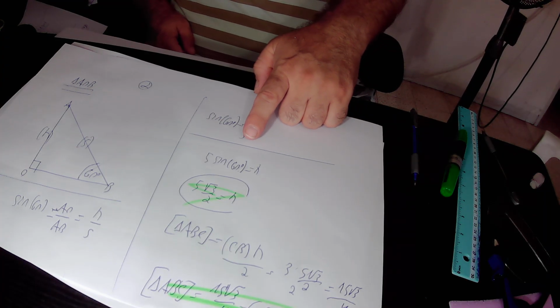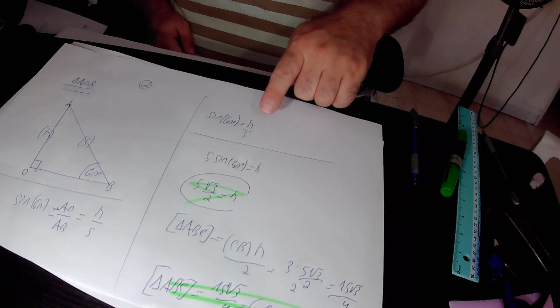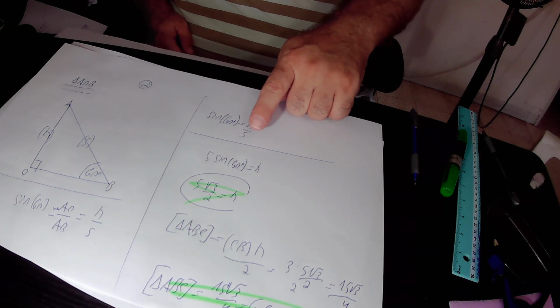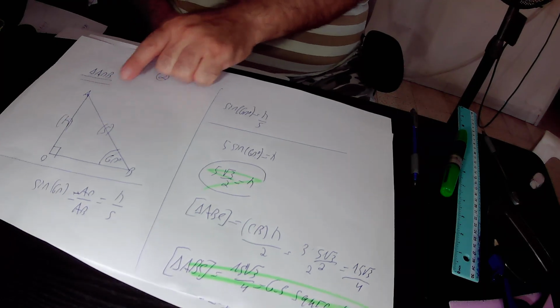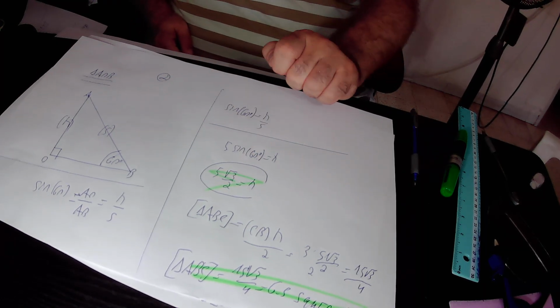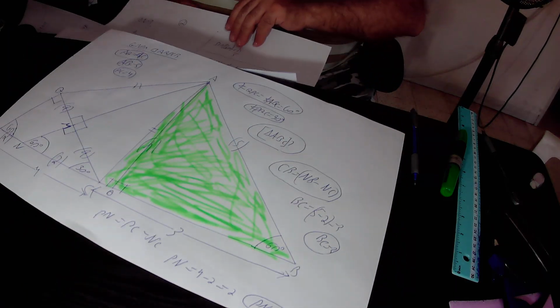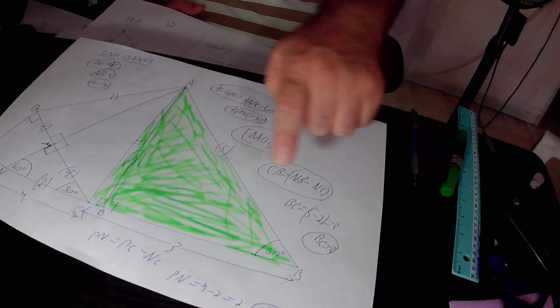Sin of 60 degrees is square root of 3 over 2. So in total this expression equals 5 times square root of 3 over 2. So we find that the height H equals 5 times square root of 3 over 2 units in its length. Our task is to find the area of this green triangle, triangle ABC.